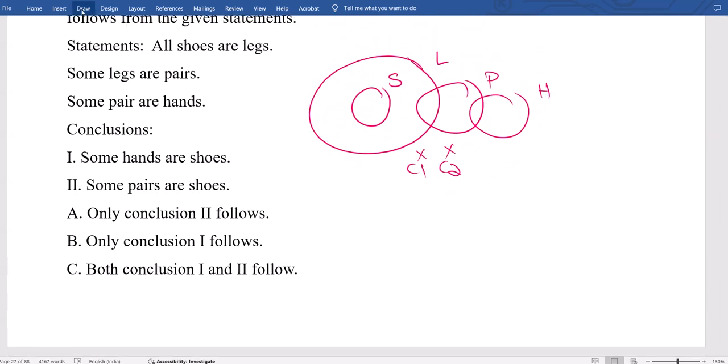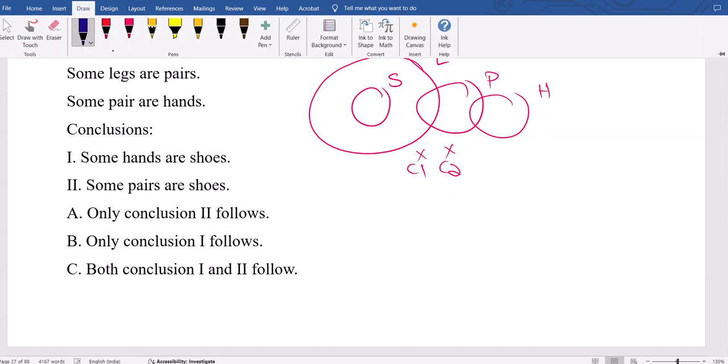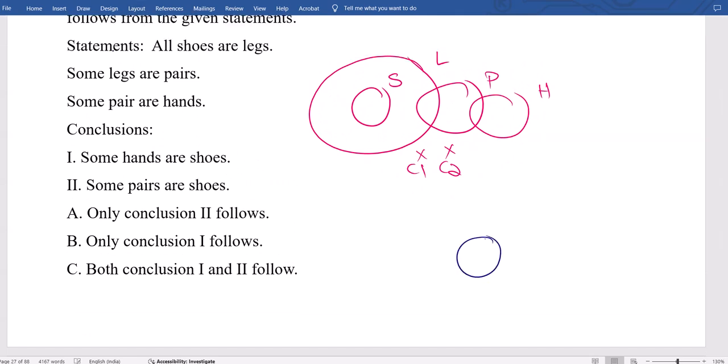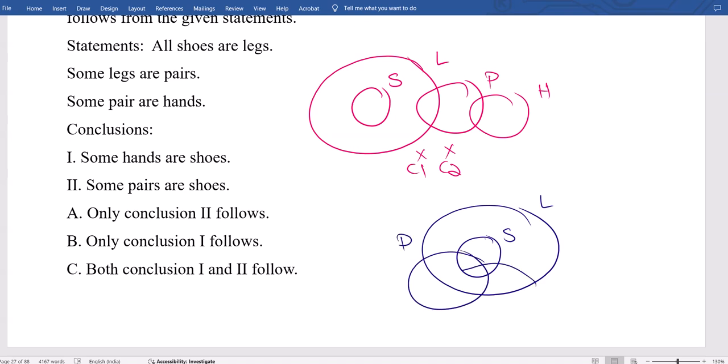Your conclusion must be true in all diagrams. Some of you will argue like this: Sir, all shoes are legs, some legs are pairs, some pairs are hands. Here both are correct, sir. That's what I am telling you always. Conclusion must be true in all diagrams.